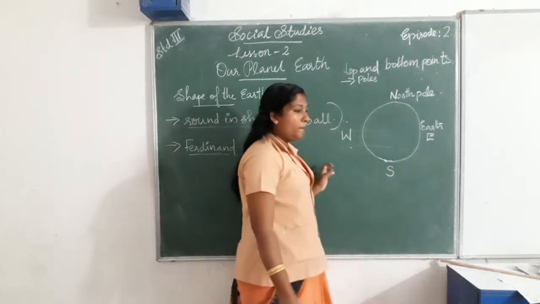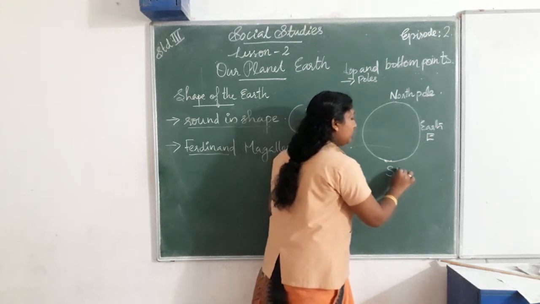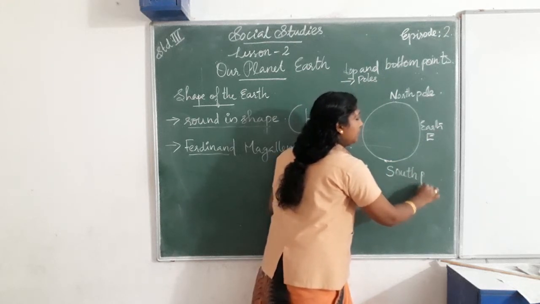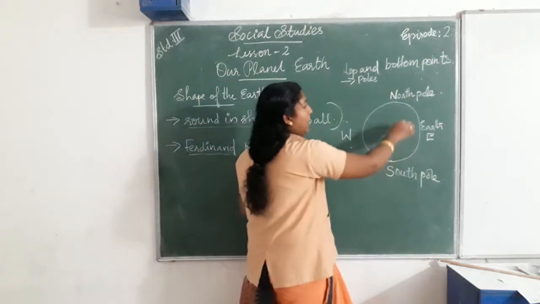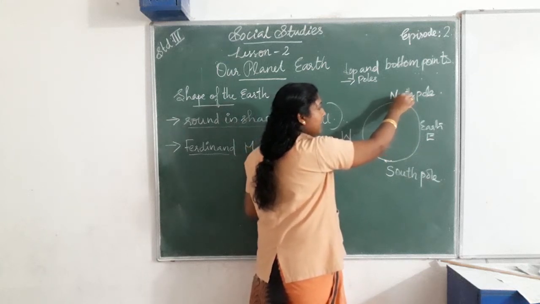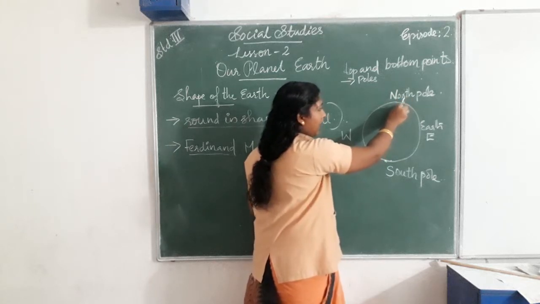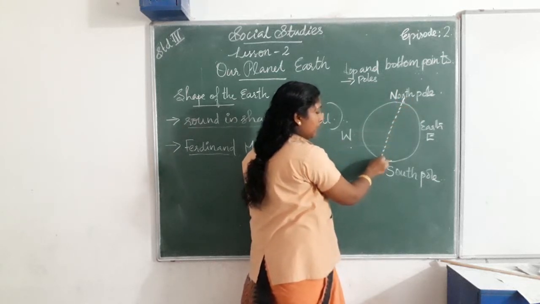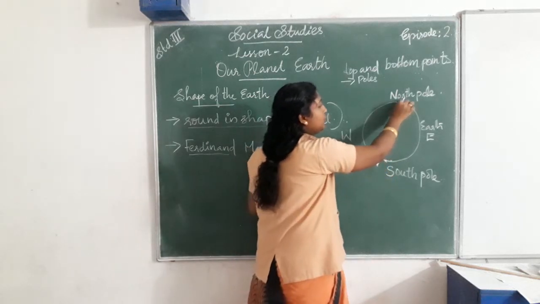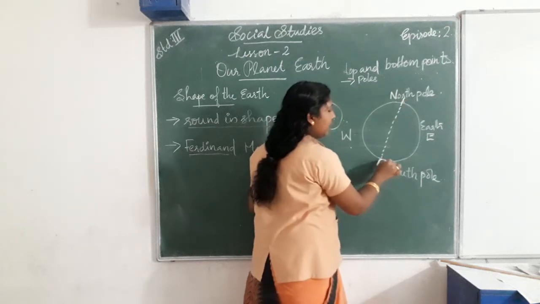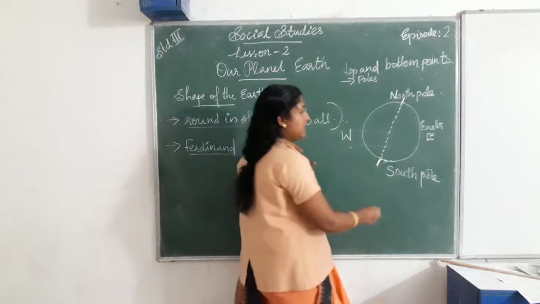This point is called a pole. So this pole is called the South Pole. Okay. Then we know that an imaginary line passing through the Earth, joining the two poles on the Earth, is called Earth's axis.